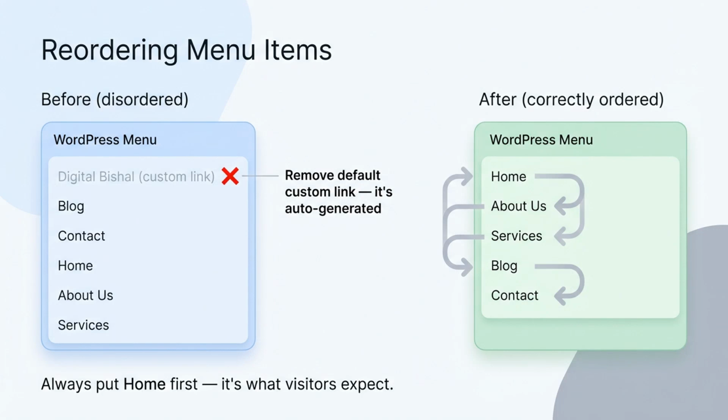After adding all your pages to the menu, you'll notice they might appear in the wrong order, and there may be a default custom link that was auto-generated. Remove that custom link first. It doesn't belong there. Then drag and drop your pages into the right sequence. Home at the top, followed by About Us, Services, Blog, and Contact. Hit Save Menu and refresh your front end to see the clean, properly ordered navigation.